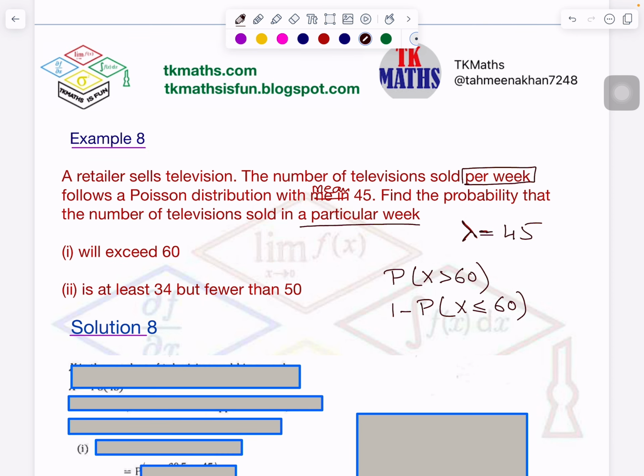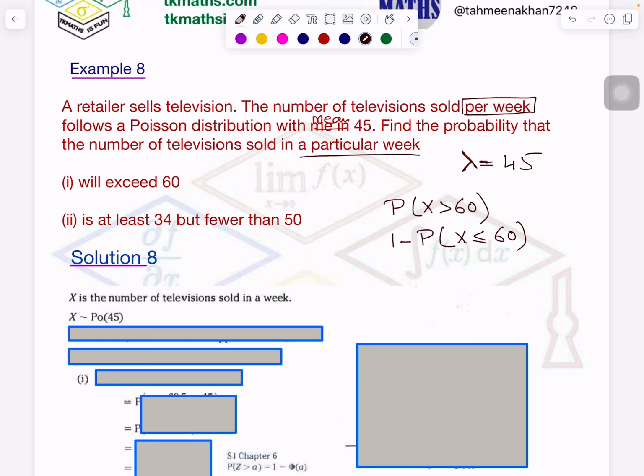It is nowhere mentioned in the question. Sometimes it is mentioned in the question, use a suitable approximation, things like that. Nothing is mentioned here, so you have to be careful. So you have written the Poisson distribution, right? You have told what your variable is. It is the number of televisions sold in a week. Then what will you write? That lambda is equal to 45, which is greater than 15. So you have to tell here the condition. You will tell the condition is satisfied.